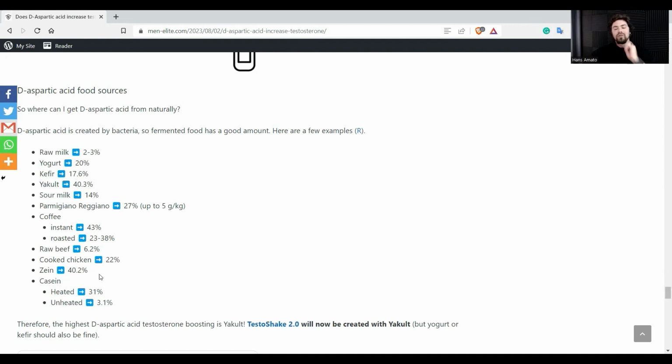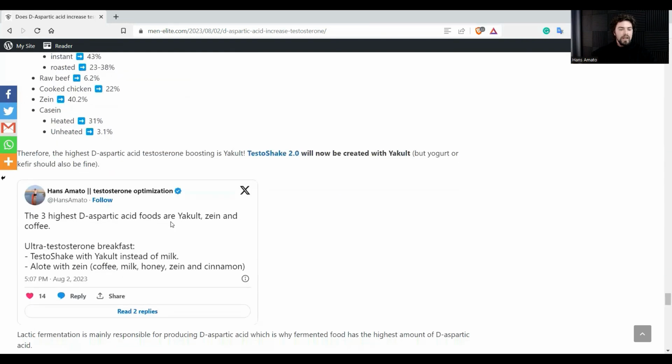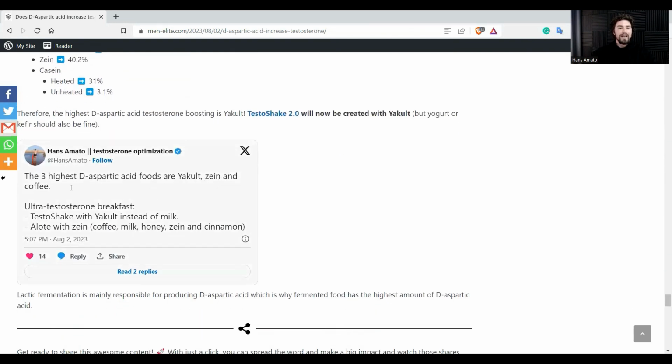So you can make your testo shake with Yakult or yogurt. And I don't know if you've heard about atole, but atole is a Mexican drink where they mix masa harina, like a corn flour, into their coffee, and I think they add cacao maybe, but you can use zein instead of the masa harina, so it contains a lot more D-aspartic acid, and then you can make it with yogurt or kefir. There's a lot of things that you can experiment around with to get heaps of D-aspartic acid. The three highest would be Yakult, zein, and coffee. So you can make a testo shake with Yakult instead of milk. You can make an atole with zein. So it will be coffee, milk, honey, zein, and cinnamon. That will be quite delicious.